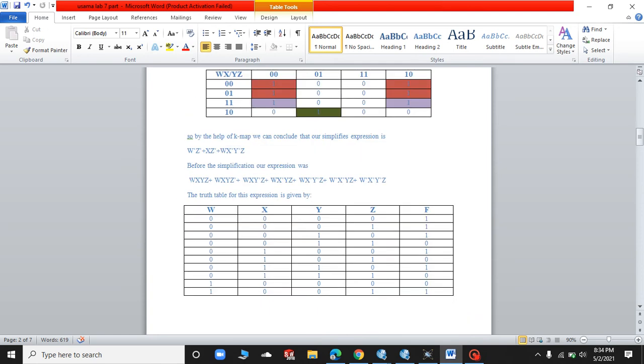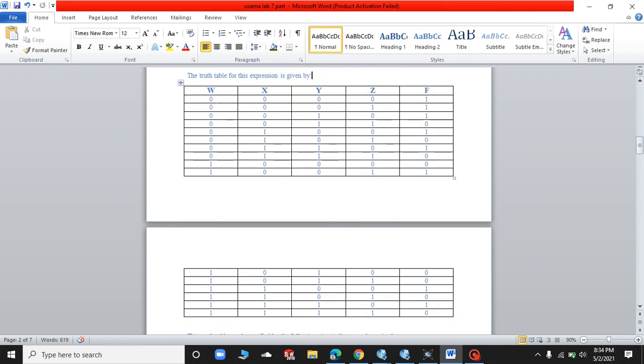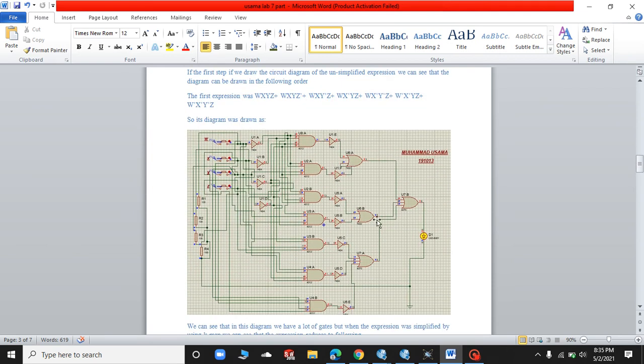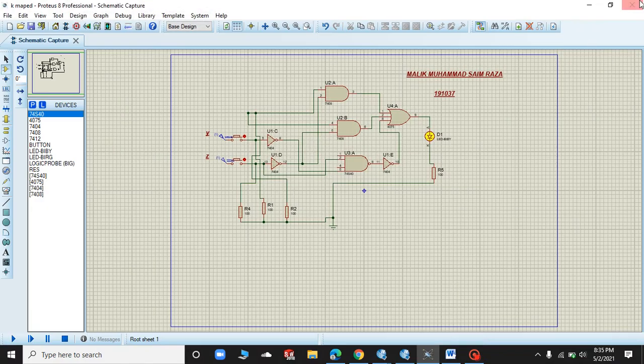So before the simplification I have this kind of term. You can see that this term has 1 2 3 4 5 6 7 literals, that are a lot of gates, and after the simplification it is reduced to only these gates. The truth table for the function is drawn over here. I have implemented the function and drawn the truth table. Now I would like to show you the Proteus implementation of these circuits. So just wait a second.